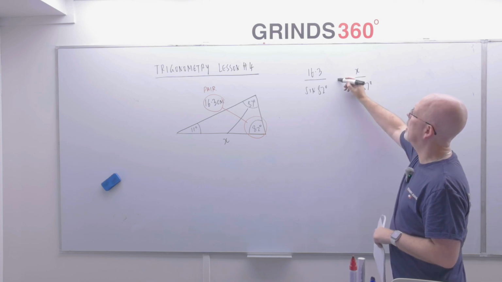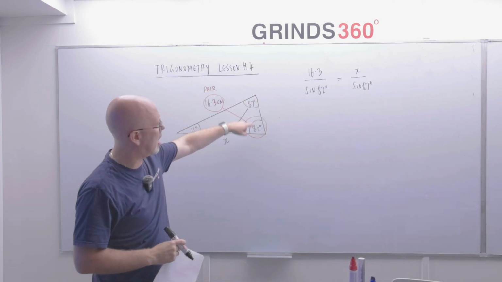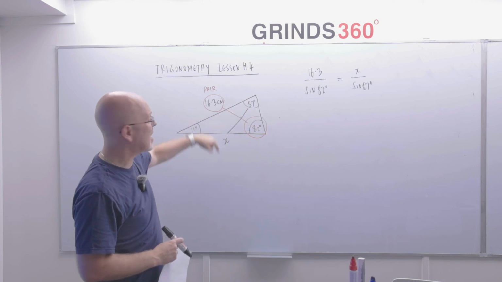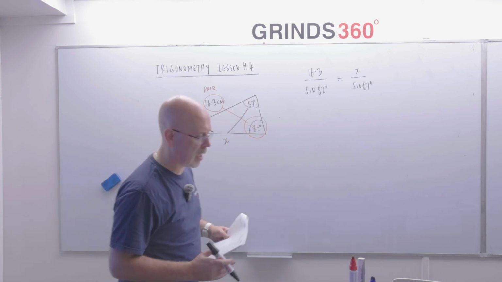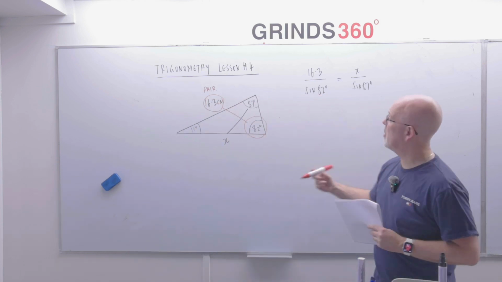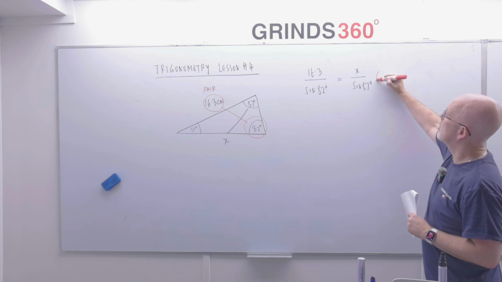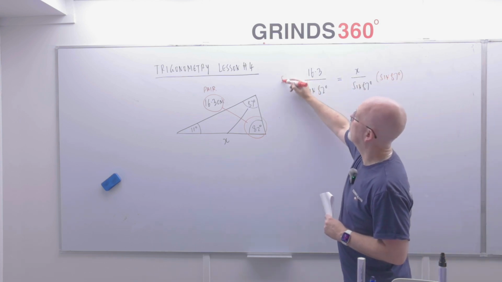Even before I do my calculation, it looks to me like these two angles are very similar in size, so these sides are probably going to be very similar in size as well. That's what I'm expecting. So again, I multiply both sides by the denominator from the right-hand side to remove it, so I multiply both sides here by sine 87, to get rid of fractions.